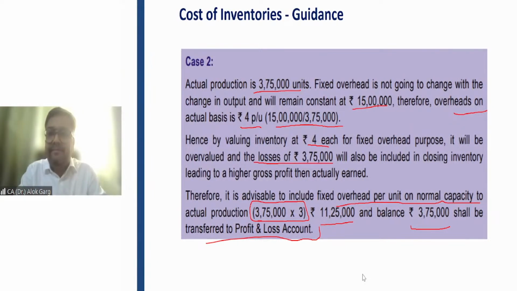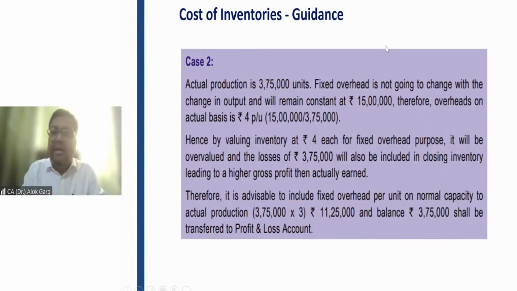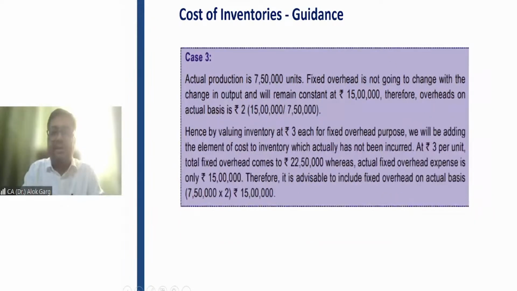Clear, friends? So we discussed actual production equal to normal production, and actual production less than normal production. Now we are discussing actual production more than normal production. Actual production is 7,50,000 units. But fixed overhead is not going to change with the change in output, and it will remain constant at 15 lakh rupees. Therefore, overheads on actual basis is rupees 2, right?